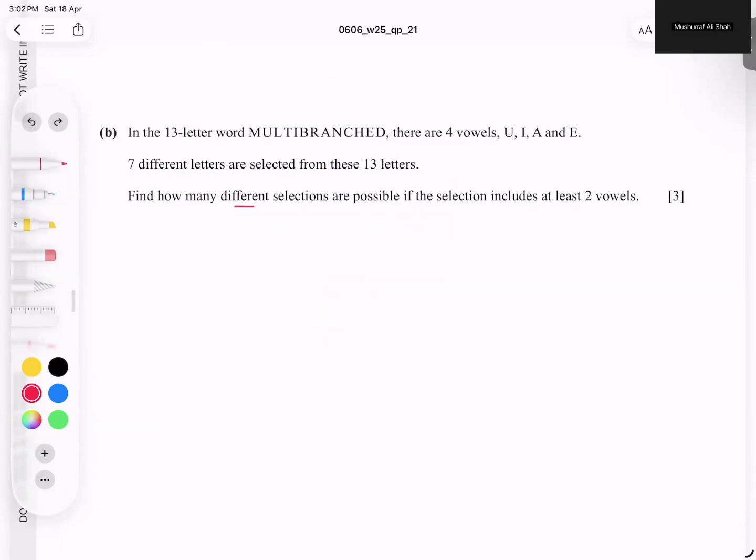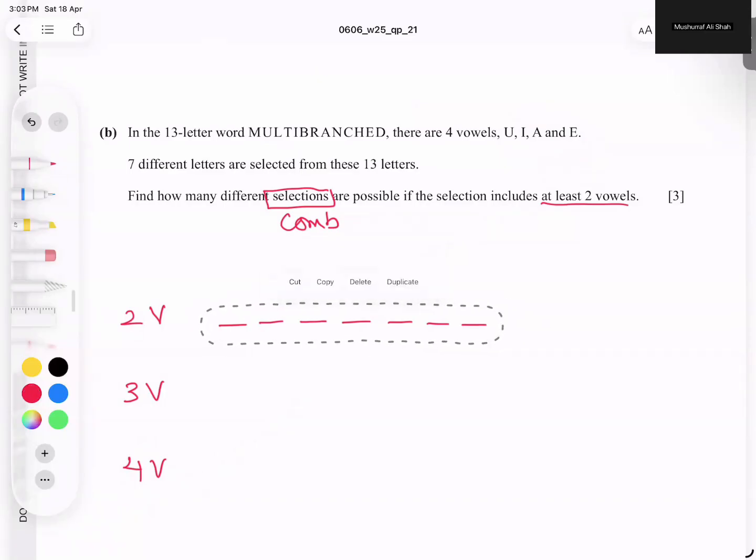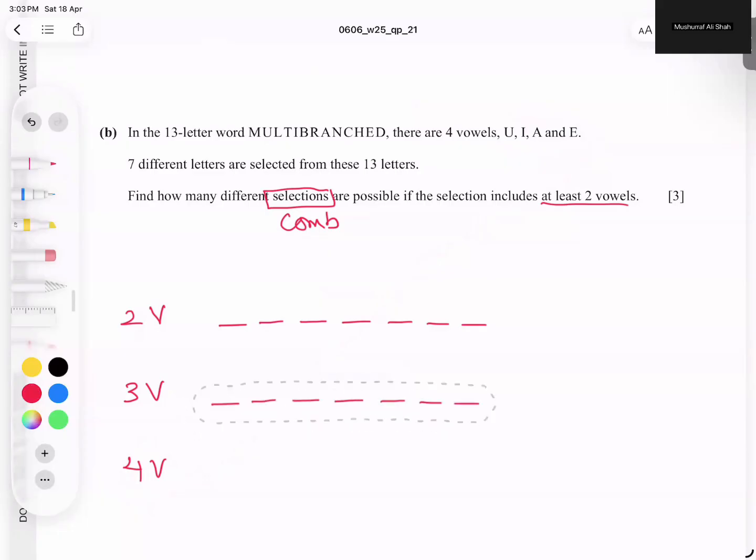And how many different selections are possible? Selection means combination, so C, combination. At least 2 vowels must be there. So let's see how many possibilities there are. If I take 2 vowels, or we have 3 vowels, or 4 vowels maximum because there are only 4 vowels. Now I have to select 1, 2, 3, 4, 5, 6, 7. Repeat my words. I just copy and paste so you can understand clearly. These are the conditions we have, and I believe you're understanding.